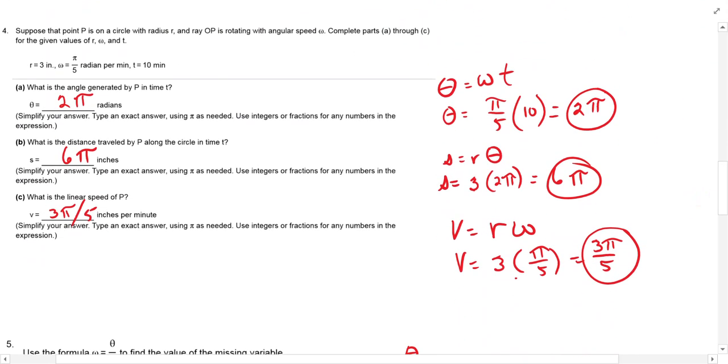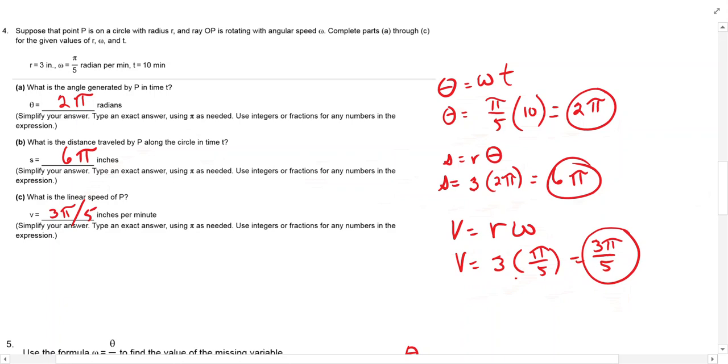Same thing with this one. You're given r, w, and t. And if you're solving for theta, theta is wt. So theta ends up being 2 pi, pi over 5 times 10. Then the distance traveled is the arc length. S is r theta. So S is 3 times the 2 pi. So that gives us 6 pi. The linear speed, V is rw. So V is 3 times pi over 5.